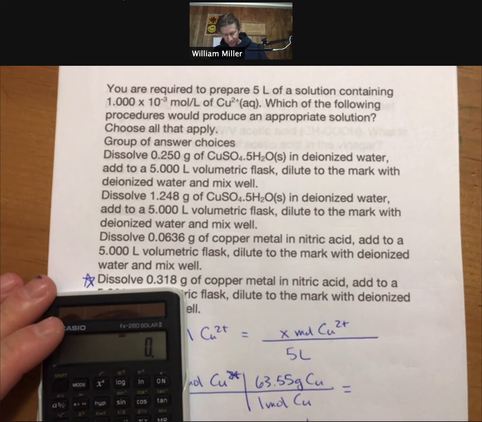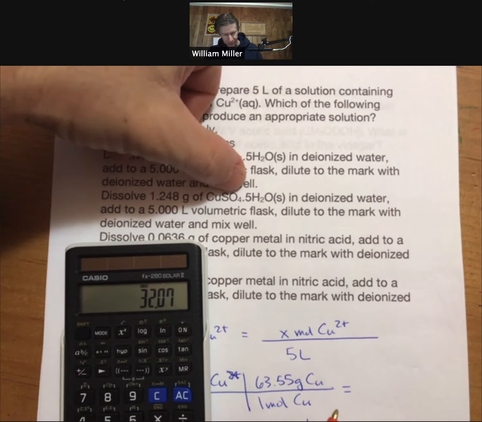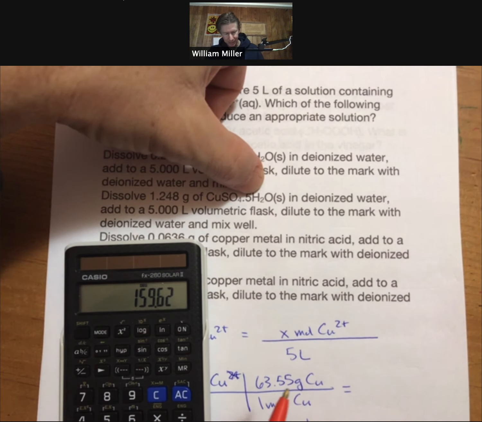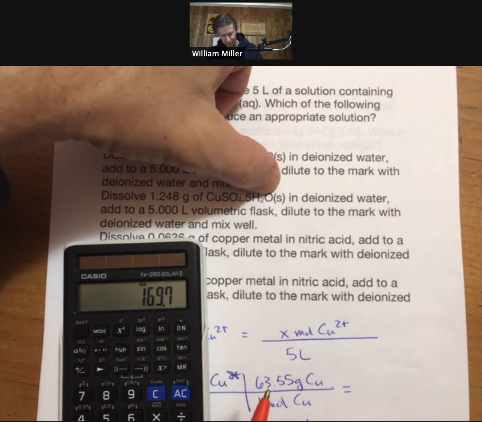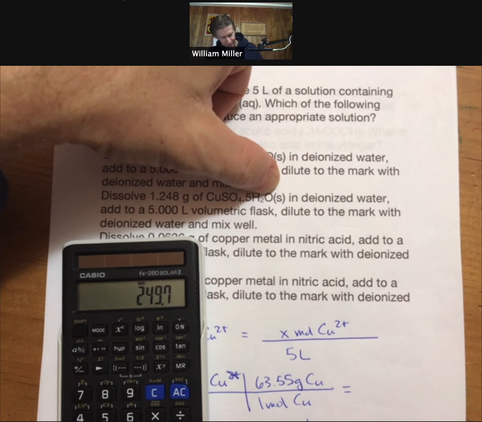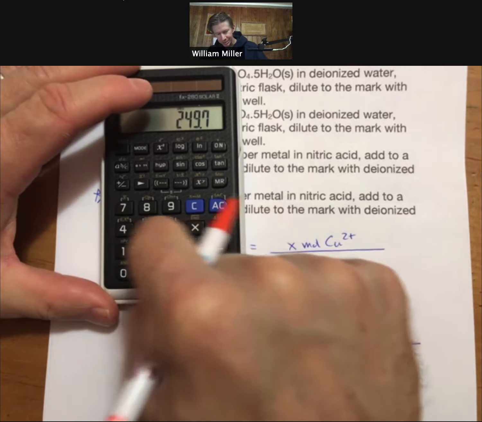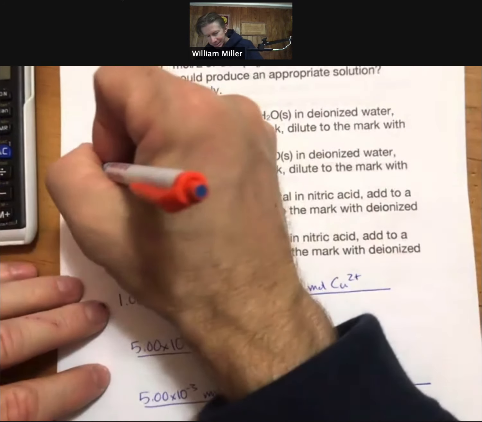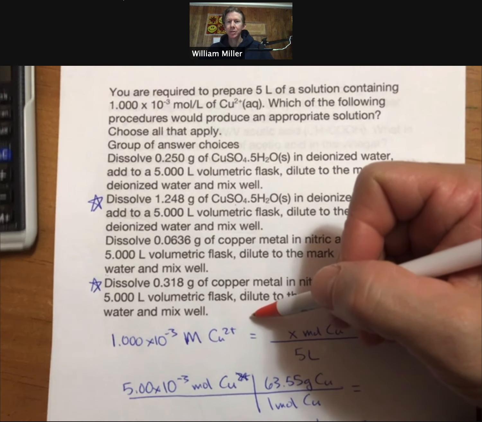And we've got 1 mole of copper, plus 1 mole of sulfur, which is 32.07, plus 4 moles of O, which is 64, plus 10 H's at 1.008 each, plus 5 O's. 249.7. And I've got that written down there somewhere. Do the same calculation now again, times 5 times 10 to the minus 3: 1.248. Yes. So these two answers will get us the required solution, the required concentration.